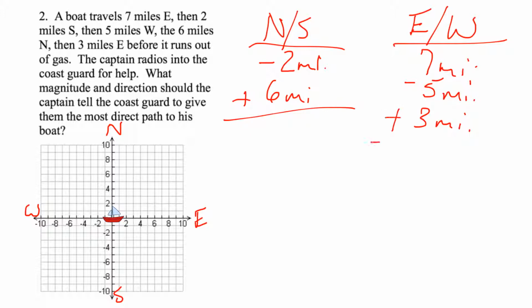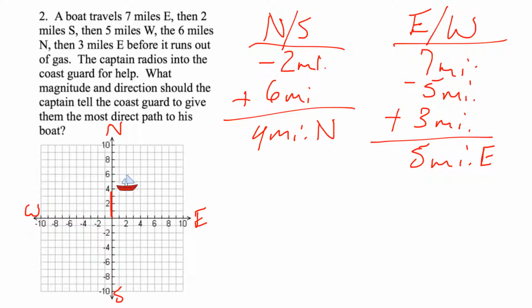So now we'll add up both sides here. So 6 plus a negative 2 is a positive 4. 7 minus 5 is 2, plus 3 is 5. Alright, so since this is a positive number, that means that it is to the north. And since this is a positive number, then that means that it is to the east. Alright, so the boat moves 4 miles to the north and then 5 miles to the east.